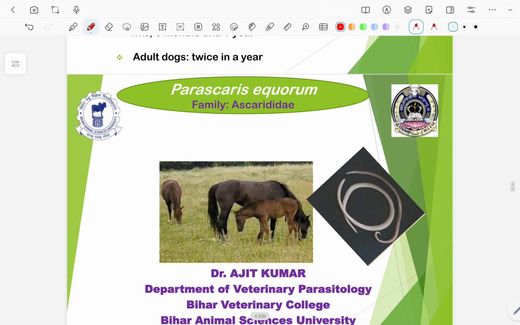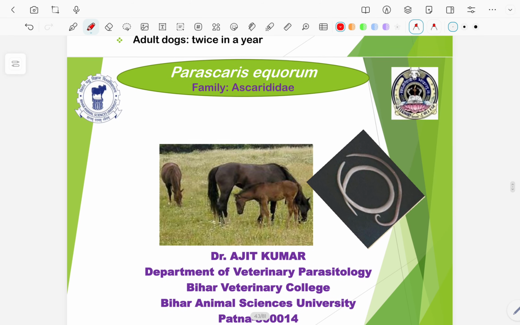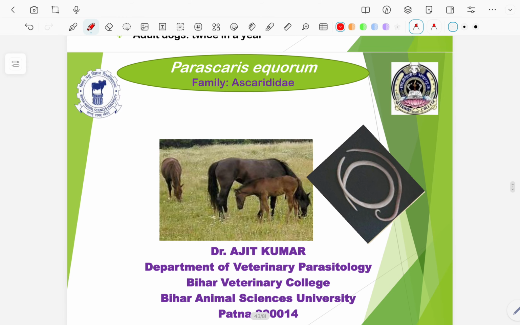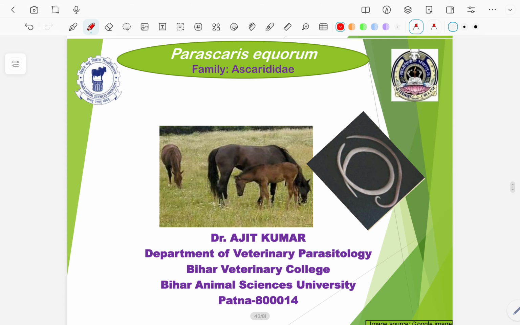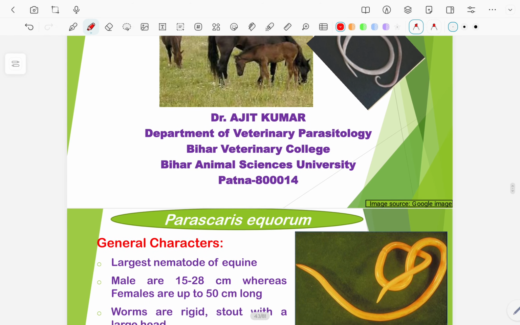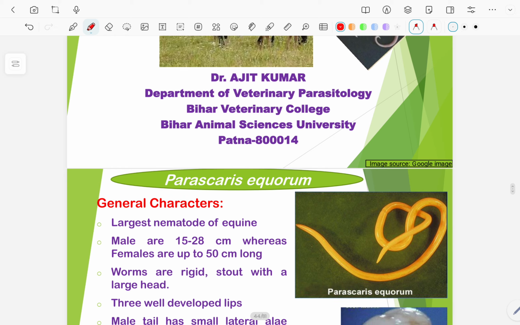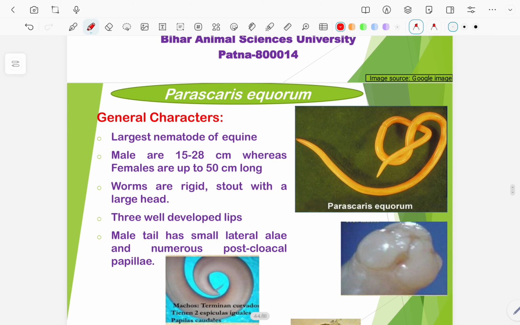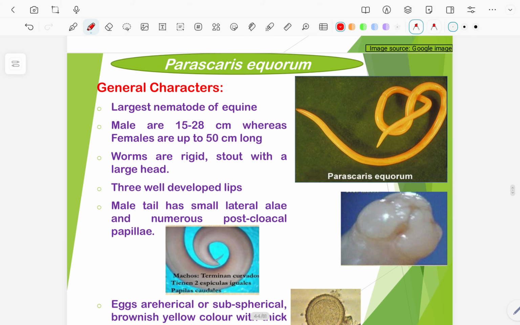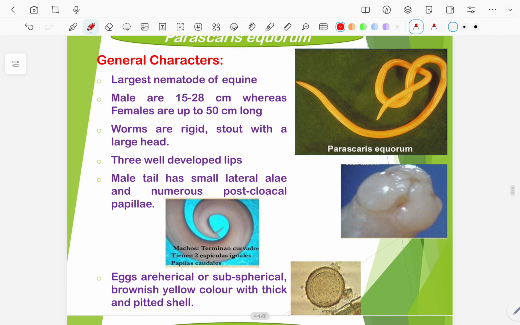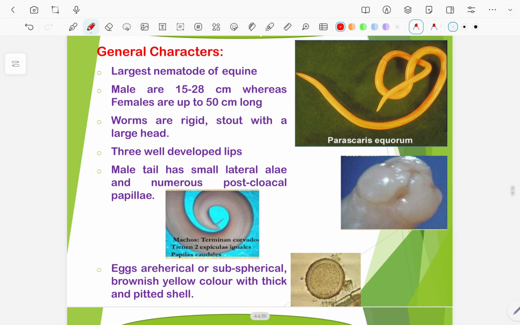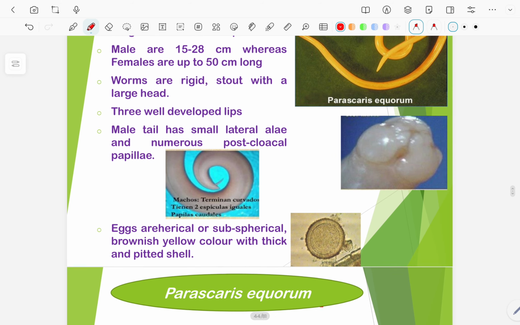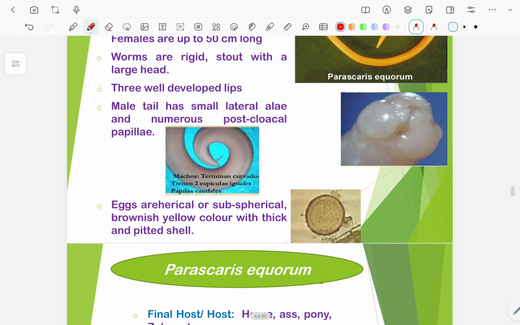Parascaris equorum. Parascaris equorum, family Ascarididae. General characters: largest nematode of equines. Males are 15 to 28 cm, whereas females are up to 50 cm long. Worms are rigid, stout, with a large head and 3 well-developed lips. The male tail has small lateral alae and numerous post-cloacal papillae.